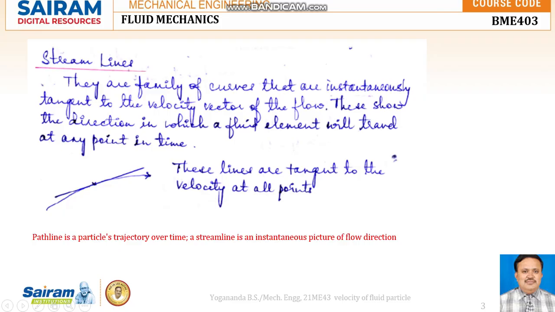So path line is the particle's trajectory, that is the GPS track over the time, whereas the streamline is the instantaneous picture taken from the camera of the flow direction at that particular moment.